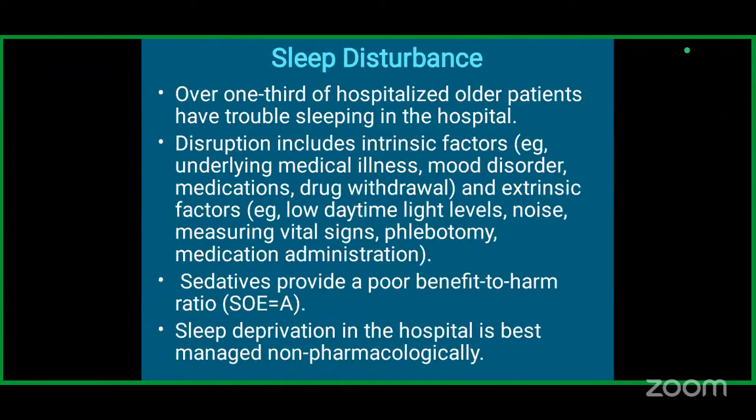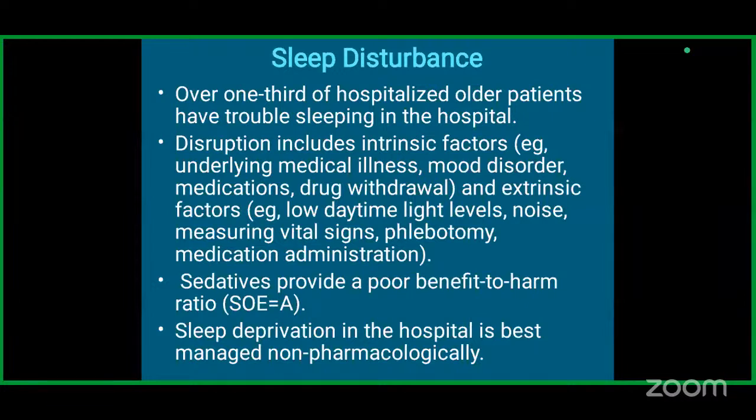Moving to sleep disturbances. Over one-third of hospitalized older adults have trouble sleeping in the hospital. This disruption includes both intrinsic and extrinsic factors. By intrinsic, we mean underlying medical illness, mood disorder, medication, and drug withdrawal. Extrinsic factors include low daytime light levels, noise, the frequent measuring of vital signs, phlebotomy, and medication administration.